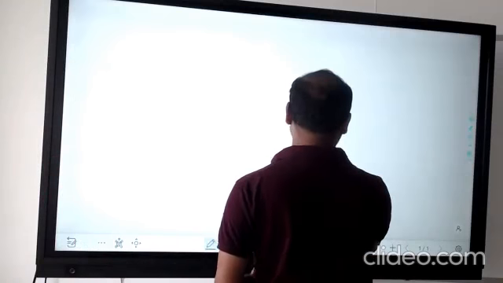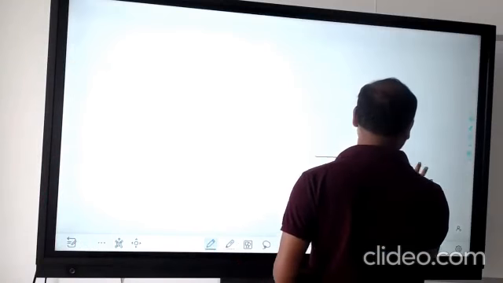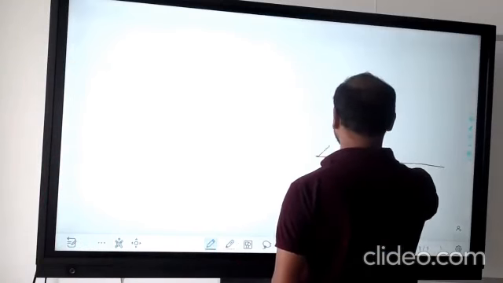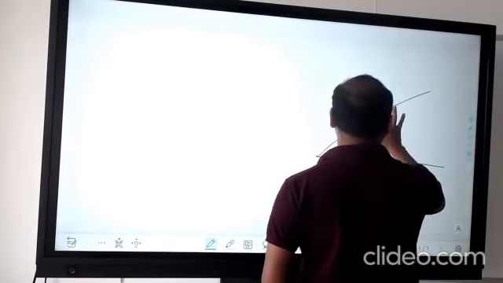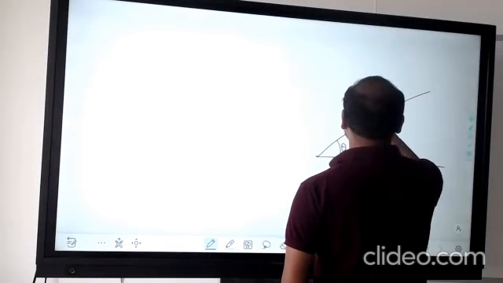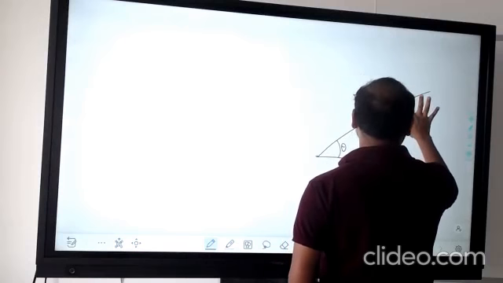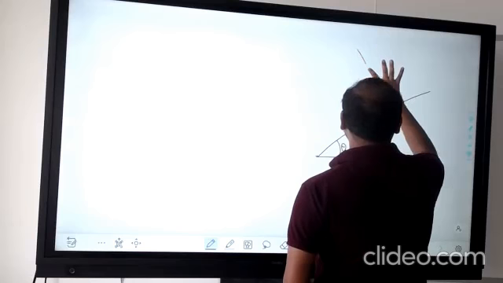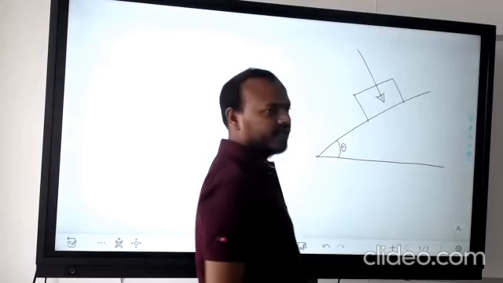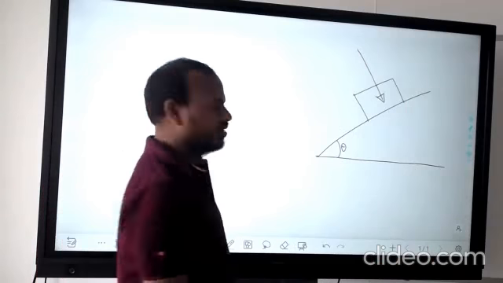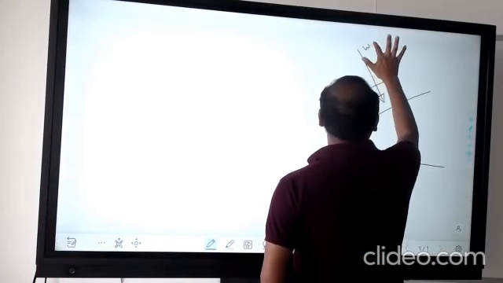So it's a free body diagram. Let's say this is your theta. This is the body A. Then it will act. Loads will always act perpendicular to its plane. That is WA.